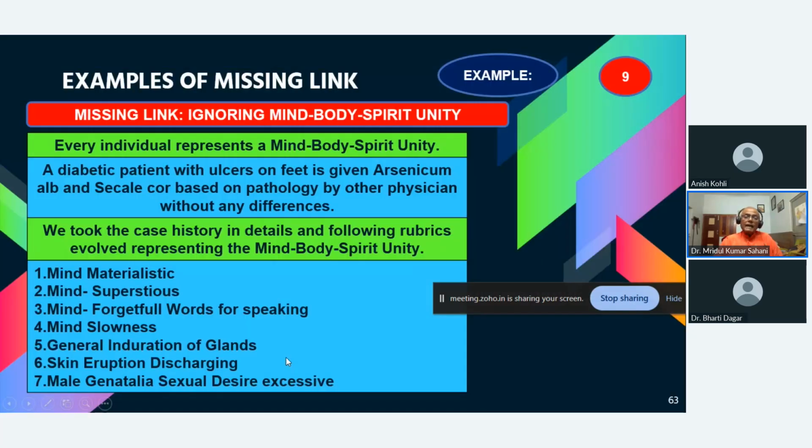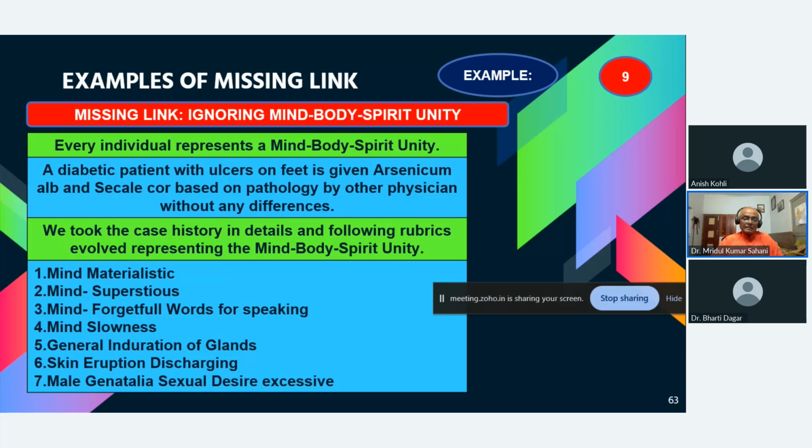Now case number 9, ignoring the mind, body, spirit. Now this is very important. A diabetic patient with an ulcer on the feet was given Arsenic album, based on the pathology by other physicians without any differentiation. We took the case history in detail, and the following rubrics evolved, representing the mind-body unity.